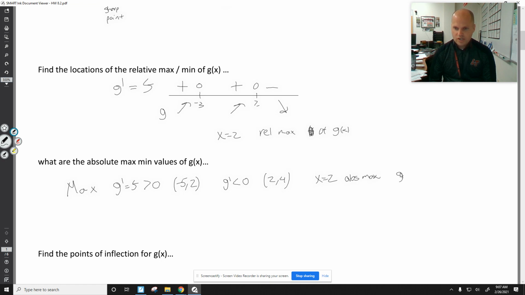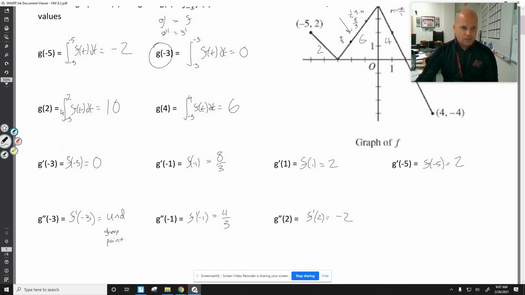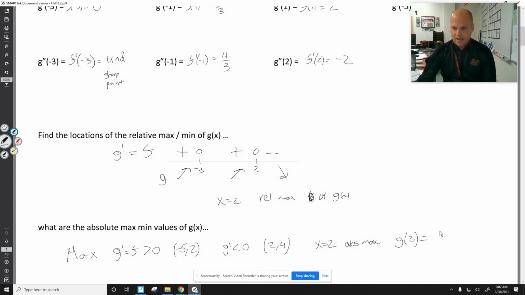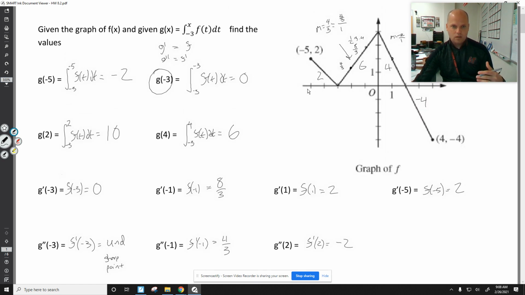I need to find G of 2. I found G of 2 earlier. G of 2 is 10. So that will be the absolute maximum value. It's the integral from negative 3 to 2, 6 plus 4, 10. The area under this derivative gives me my change in my total. My initial condition that is given to me is that G of negative 3 is 0. So that's like our initial value. Adding 10 to 0, 10.